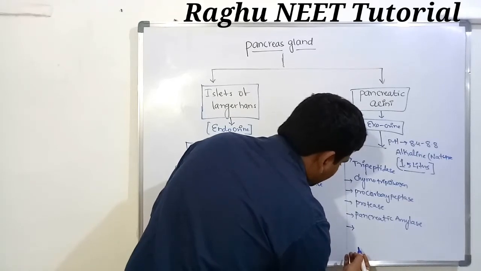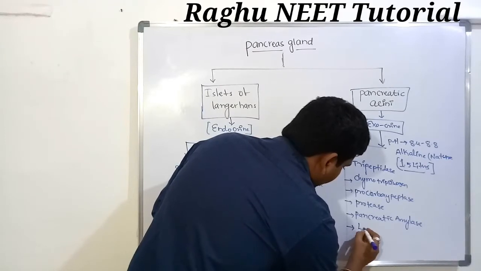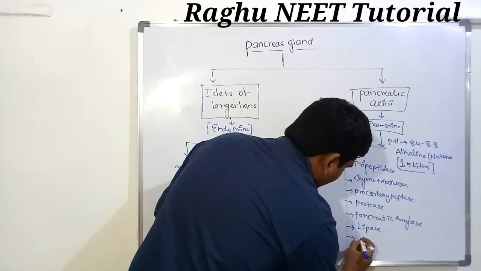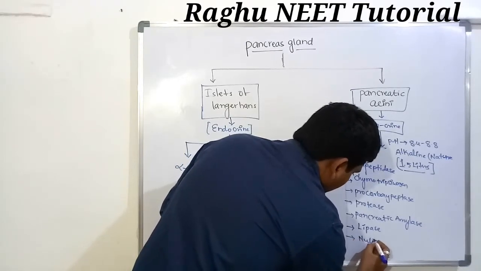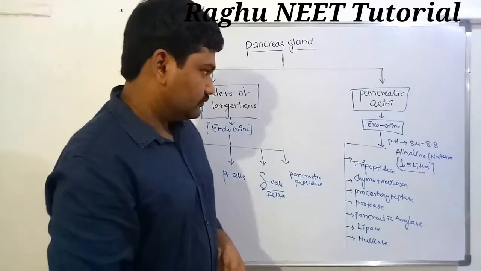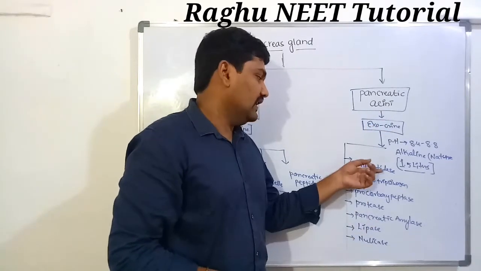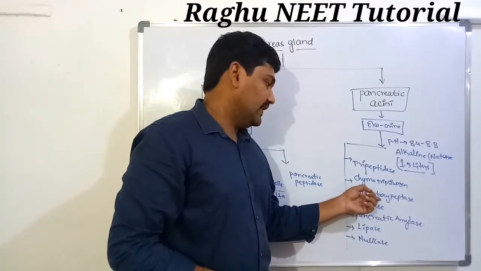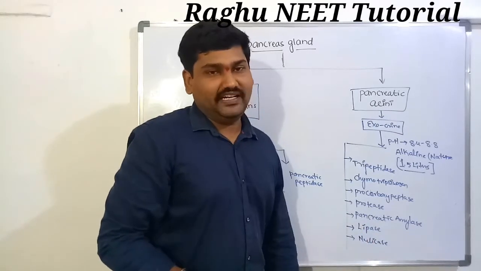Pancreatic amylase. Lipase. Nuclease. The pancreatic acini secrete 7 different types of enzymes. First one, trypsinogen, chymotrypsinogen, procarboxypeptidase, proteases, pancreatic amylase, lipase, and nucleases.